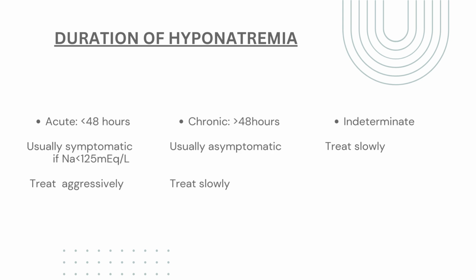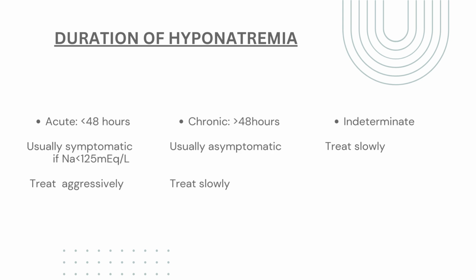Usually, acute hyponatremia patients are symptomatic if sodium level is less than 125. We need to treat the patient aggressively because these patients are at lower risk of having osmotic demyelination syndrome. For chronic hyponatremia, the patients already have undergone cerebral changes due to the long-standing hyponatremia. So if we treat it aggressively, there is higher risk of osmotic demyelination syndrome.